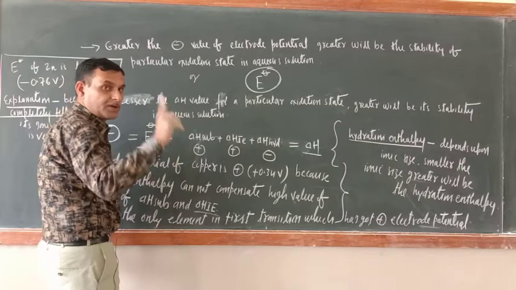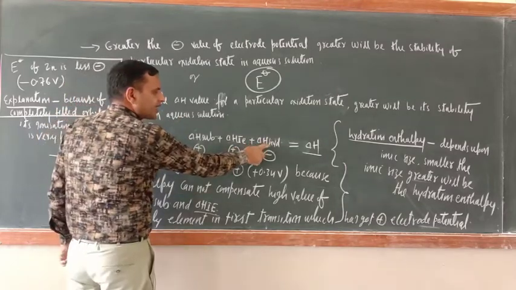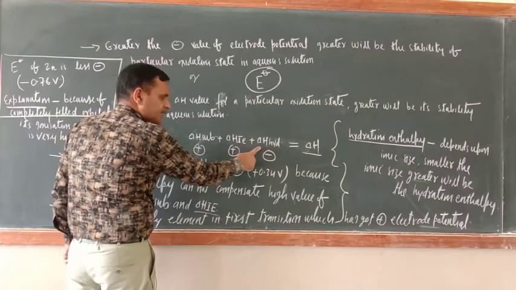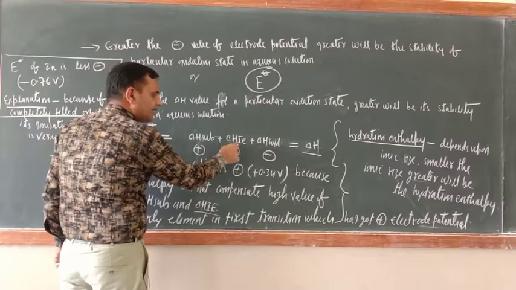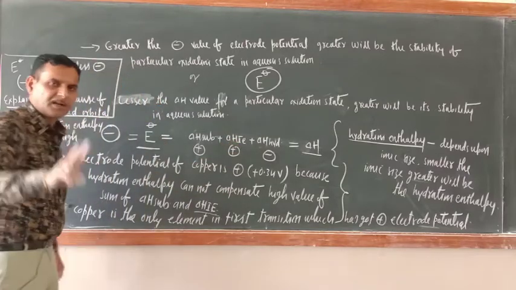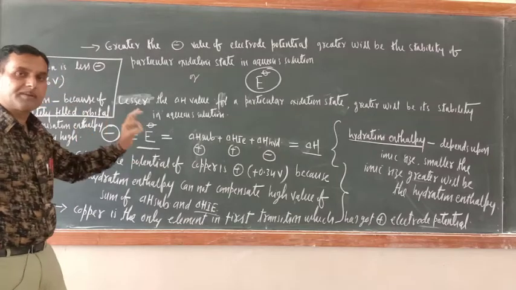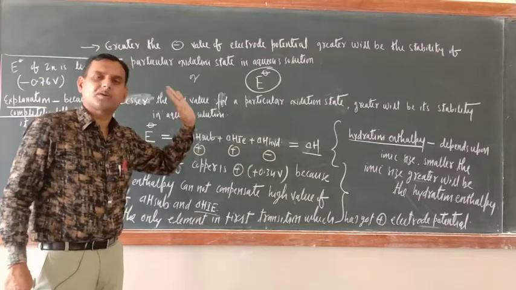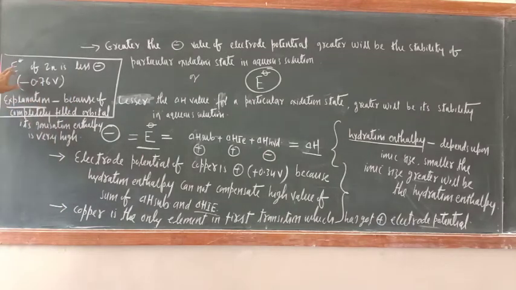Always remember, for the electrode potential to be negative, what should be there? The hydration enthalpy value must exceed the value of the sum of sublimation enthalpy and ionization enthalpy. Those which have a negative electrode potential, it means their hydration enthalpy is more. Always remember this one. Okay, there is one more question: the electrode potential value of zinc is less negative.